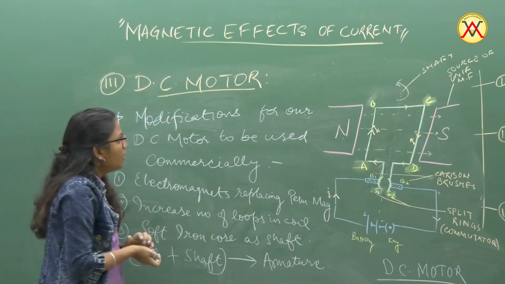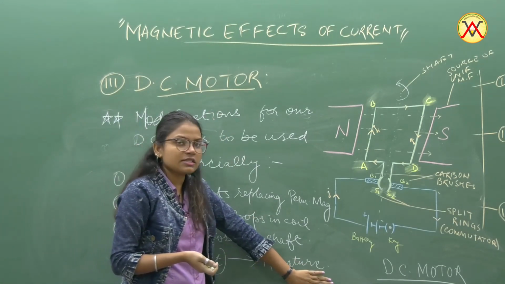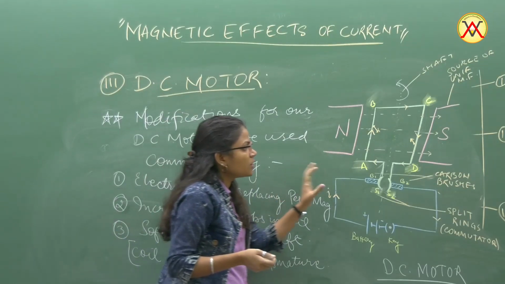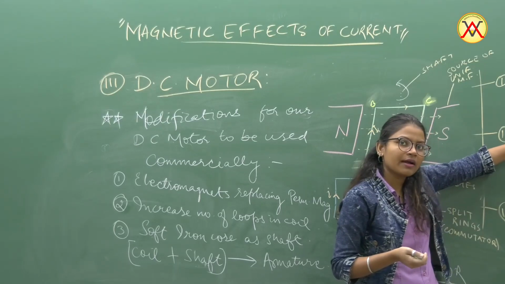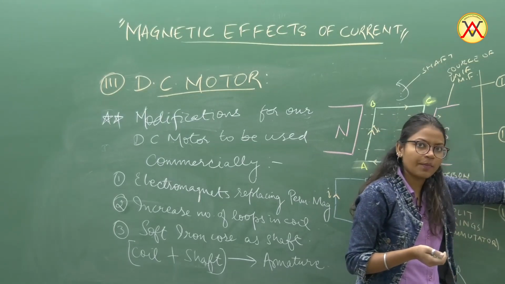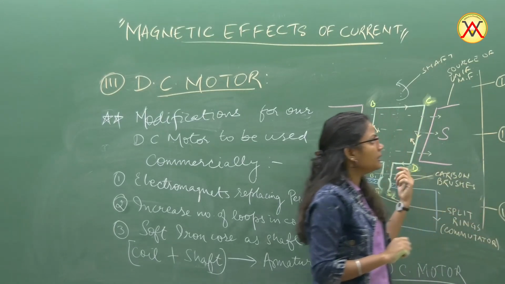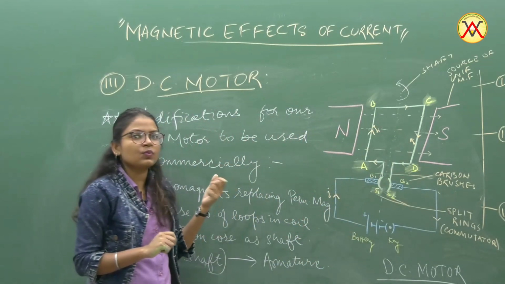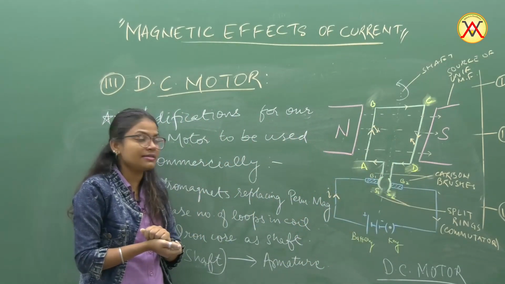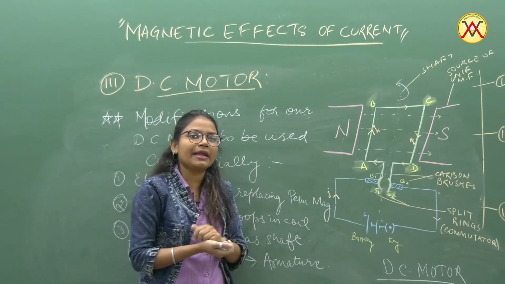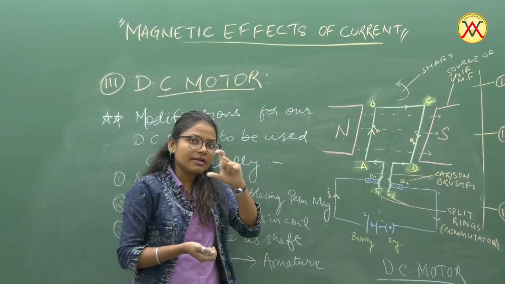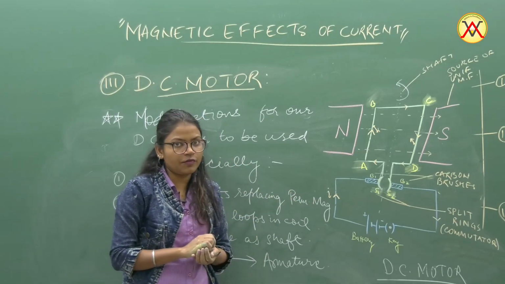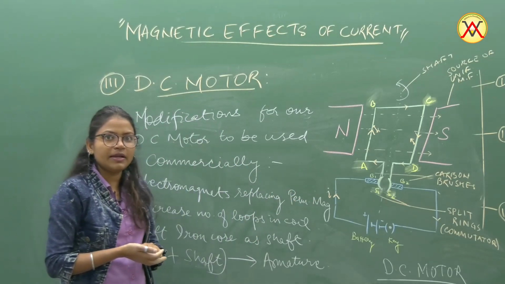So, this was the part of our DC motor, which was simply the application of the force experienced by a current carrying wire when kept in a uniform magnetic field. In the next class, let's discuss what happens when a current carrying wire is kept in a non-uniform magnetic field, or what happens when simply a conductor is kept in a non-uniform magnetic field. So that bit, thank you.